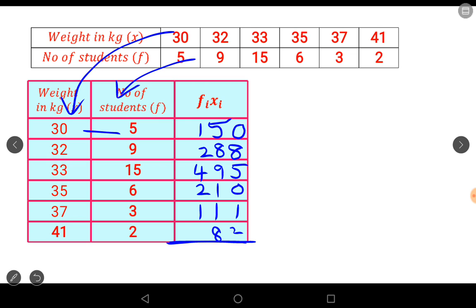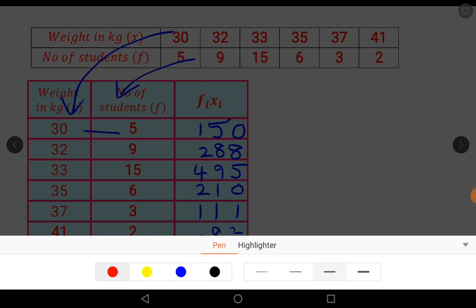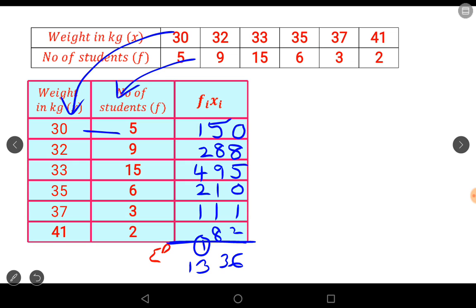So 3 plus 5 is 8, 8 plus 8 is 16. Next, 8 plus 1 is 9, 10, 11, 20, 33. Next, 4, 6, 10, 13, so 1336. This is called sigma fi xi. Sigma fi xi is equal to 1336, and sigma fi, the sum of frequencies, is equal to 40.